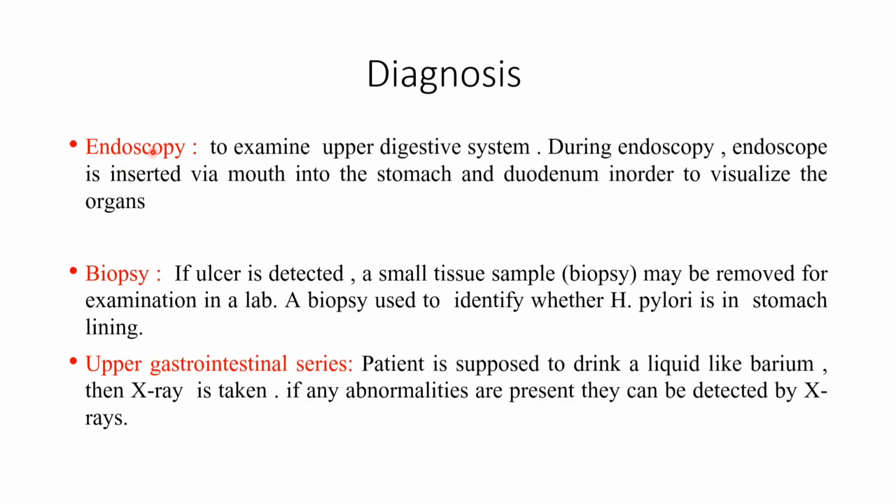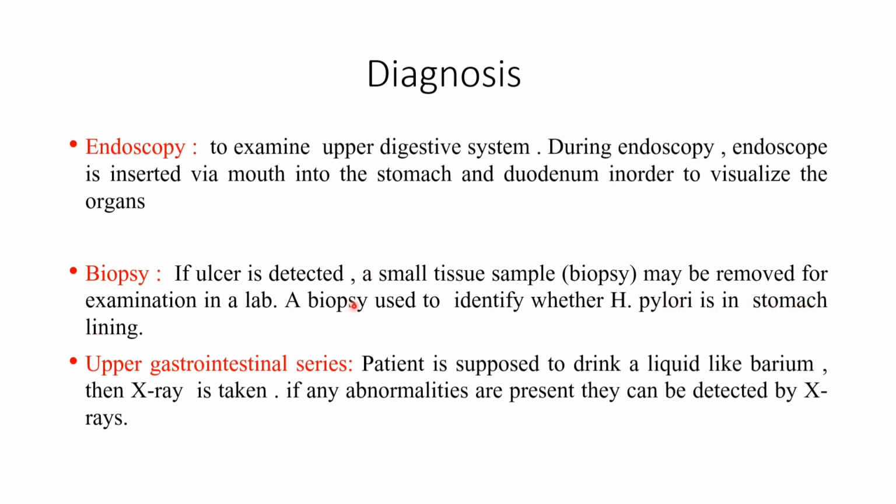Endoscopy. In endoscopy, a lighted tube with a camera at the end is passed down from the mouth into the stomach and duodenum in order to visualize the lining of the stomach tissue and duodenal tissue, to identify whether there is inflammation or not. In case an ulcer is detected, a small tissue sample is removed for examination in the lab. This biopsy is used to identify whether H. pylori is in the stomach lining or not.